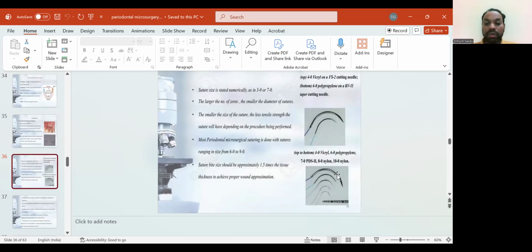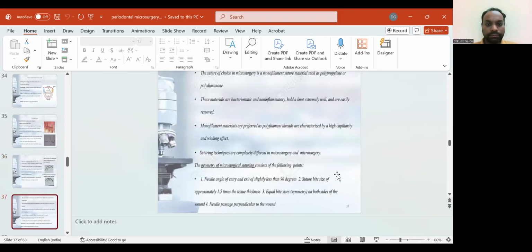Suture bite size should be approximately 1.5 times the tissue thickness to achieve proper wound approximation. The suture choice in microsurgery is a monofilament suture material such as polypropylene or polydioxanone. These materials are bacteriostatic and non-inflammatory. Monofilament materials are preferred, as polyfilament threads are characterized by a high capillarity and wicking effect.